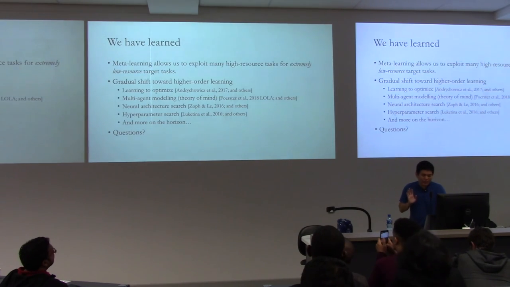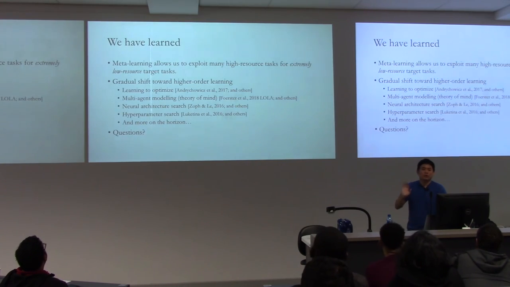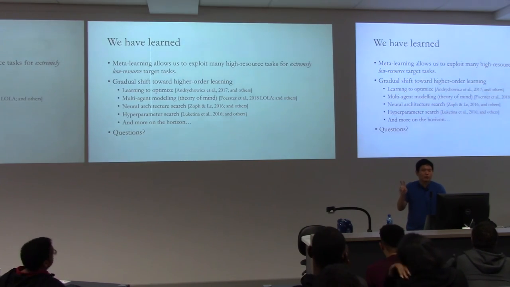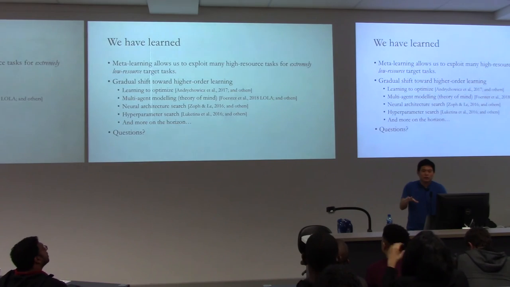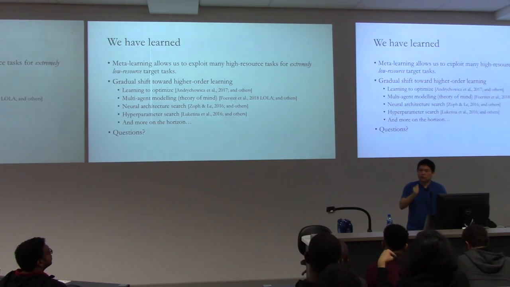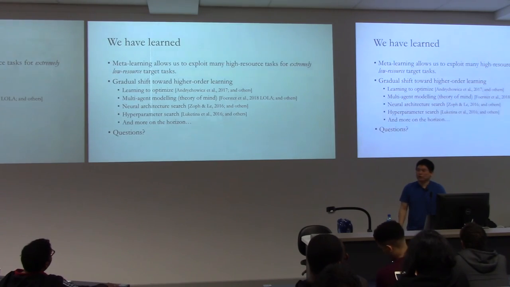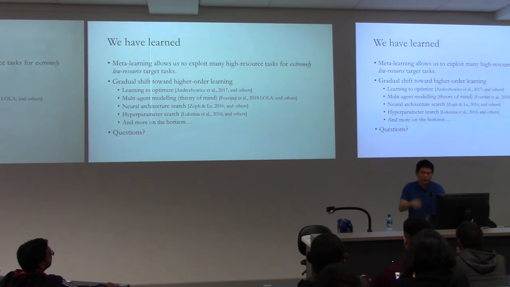It seems like the concept of meta-learning is really nice when you want to build a system for extremely low-resource language pairs, for a translation system or any kind of NLP system. On top of that, in the machine learning community, especially the deep learning community, we see a gradual shift toward what I call higher-order learning. That is, instead of trying to train one model to solve one problem, you want to train some algorithm that's going to allow you to solve multiple problems. Learning to optimize is one of the things. You can ask about learning to learn by gradient descent by gradient descent.